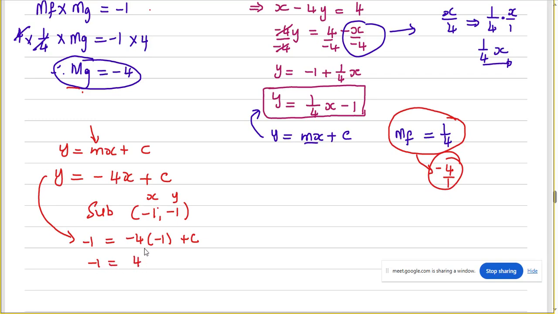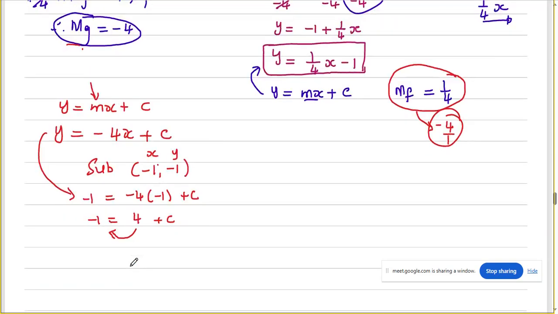So -1 equals -4 times -1, that's 4, plus c. So the 4 comes to the other side to be -4, which gives us c to be -5. So c is -5, therefore the equation will be y equals -4x - 5.